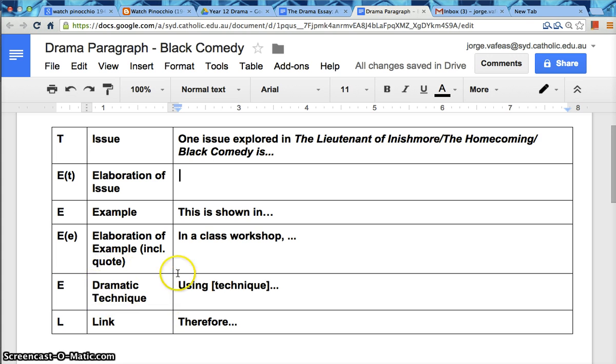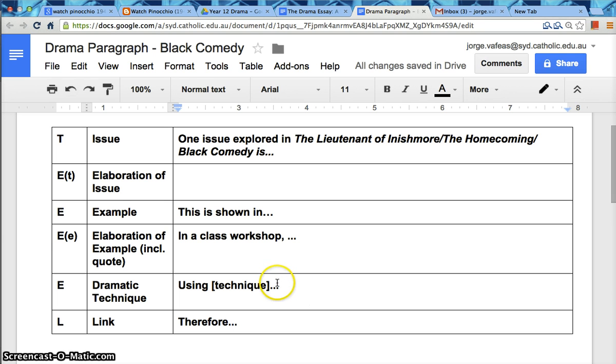Don't be afraid in this section, in the class workshop section, to use similes and to use metaphors, okay? Because that helps with your explanation. With your dramatic technique, you then elaborate on the classroom example using whatever technique you've talked about. We blah blah blah. So by using characterization, I learnt blah blah blah. By using slapstick, I learnt blah blah blah.